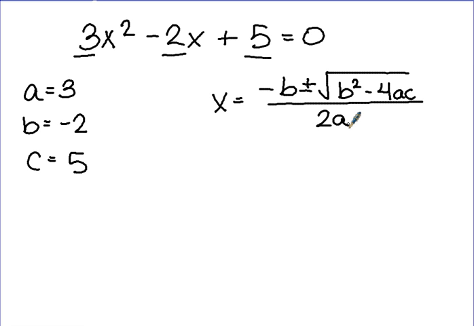To the tune of Pop Goes the Weasel. Negative b plus or minus square root of b squared minus 4ac all over 2a.